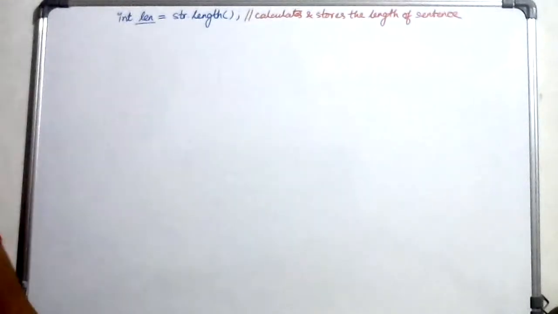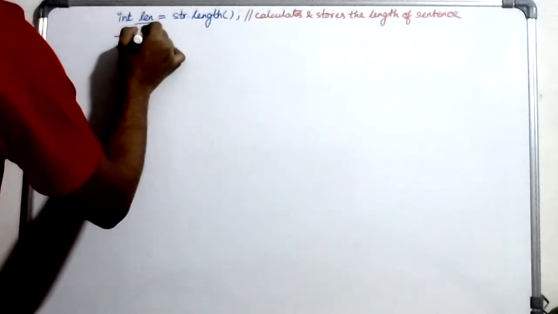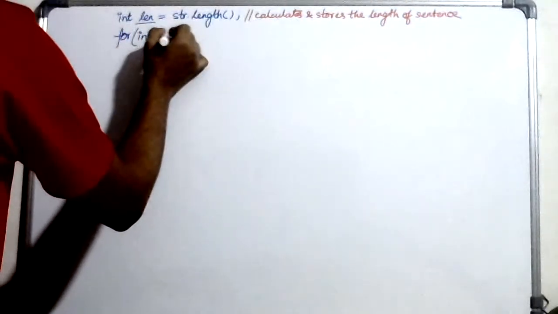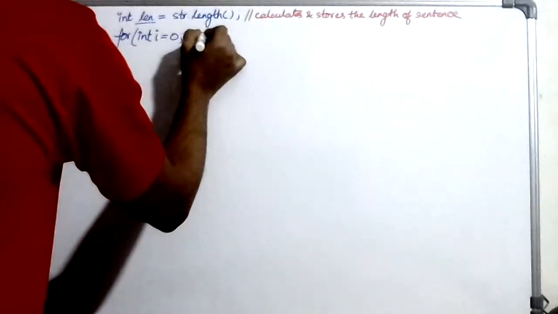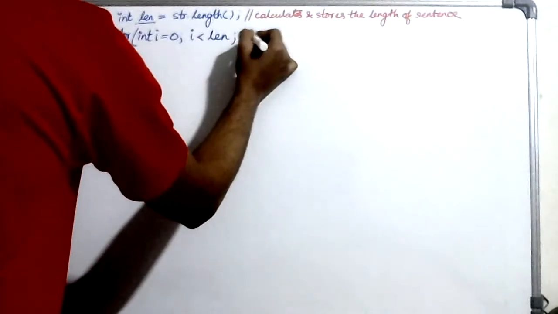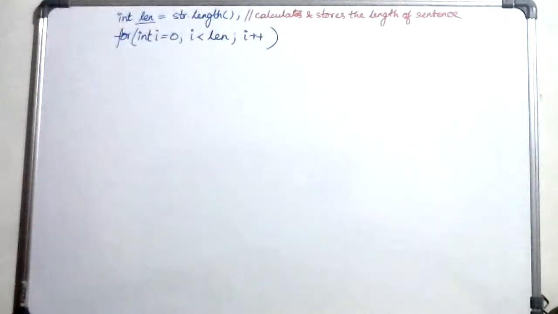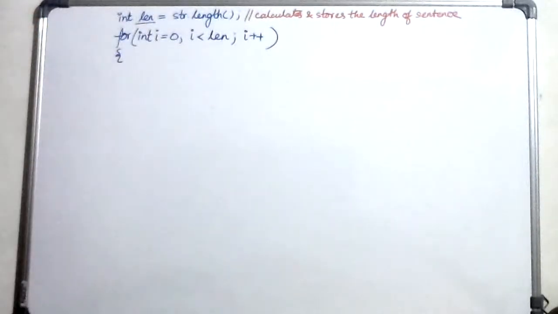Now we'll start writing our for loop. So for int i is equal to 0. So we start from the 0th index. i is less than len, which is the length of the sentence, and i++. So that is the for loop. Now inside the for loop, we'll do something. What are we going to do?